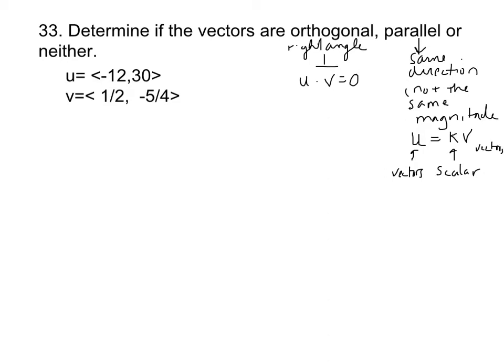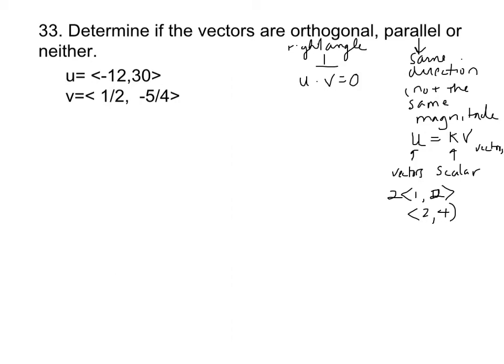So for instance, if I have vector 1, 2, and I multiply that by a scalar 2, then I would get 2, 4. Well, these two vectors are in the same direction. They're the same direction to each other. But they're in the same direction. So what you're doing is you've changed the magnitude with a scalar.